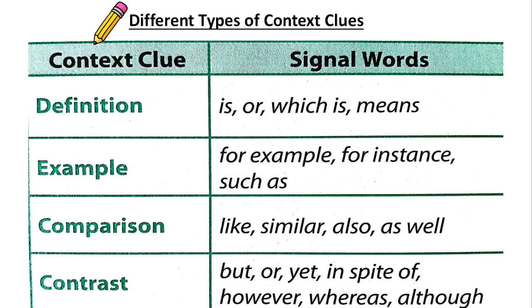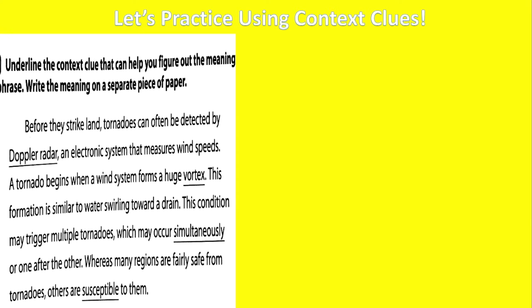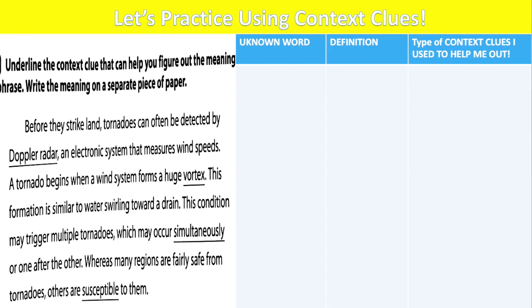Why don't we practice? We are going to read the following paragraph. You will notice that there are 4 words that have been underlined. We need to use context clues in order to figure out the definitions of these words. Copy the following chart into your notebook. Write down the 4 unknown words. The words we're going to be looking for are Doppler radar, vortex, simultaneously, susceptible. Your job is to figure out the definition and the type of context clues the authors are leaving to help you figure it out. Let's read the paragraph together.